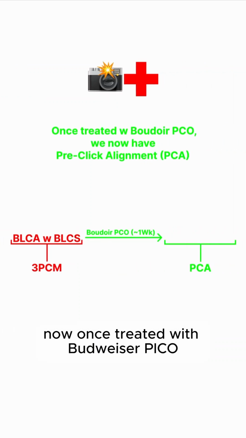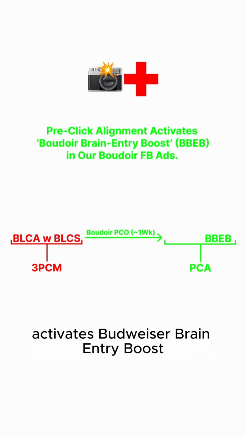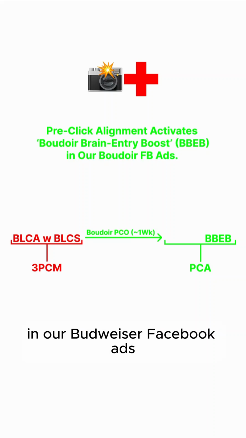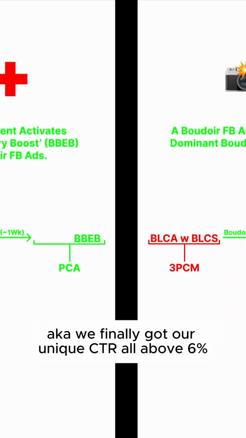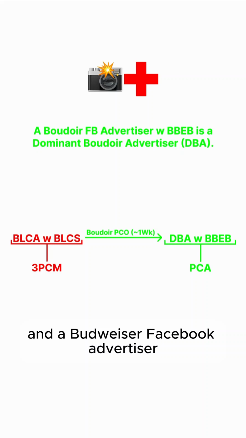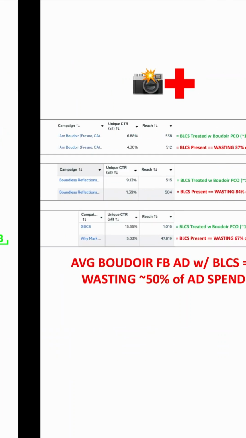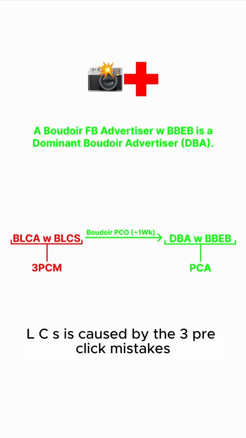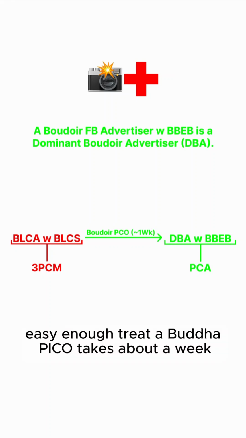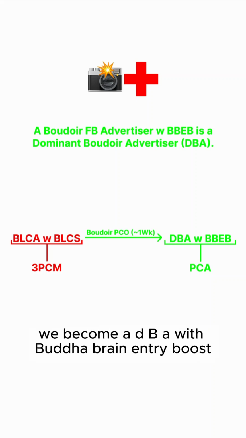Now, once treated with Boudoir PCO, we now have pre-click alignment, PCA. And pre-click alignment activates Boudoir brain entry boost in our Boudoir Facebook ads, aka we finally got our unique CTR above 6%. And a Boudoir Facebook advertiser with Boudoir brain entry boost is a dominant Boudoir advertiser, a DBA. So here's our full universe. A BLCA with BLCS is caused by the 3 pre-click mistakes. Easy enough, treated with Boudoir PCO. Takes about a week. We invented this. We achieve pre-click alignment. We become a DBA with Boudoir brain entry boost.